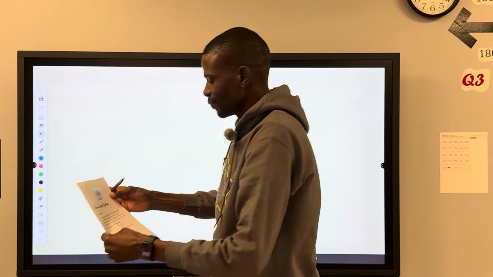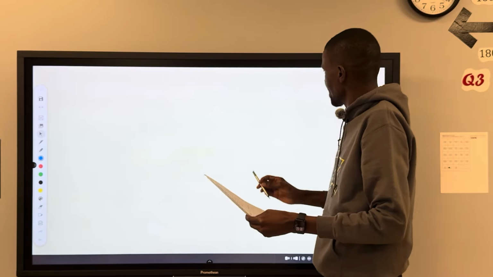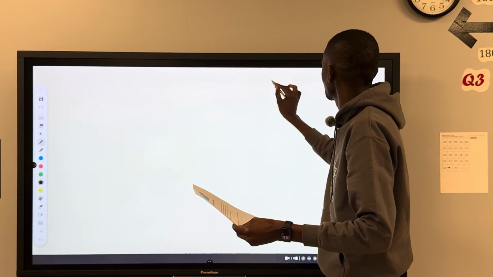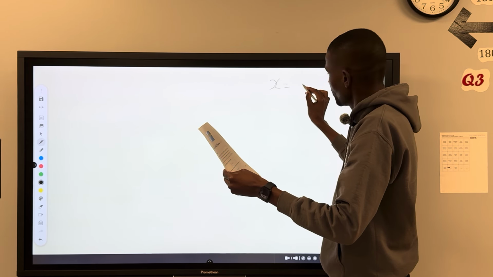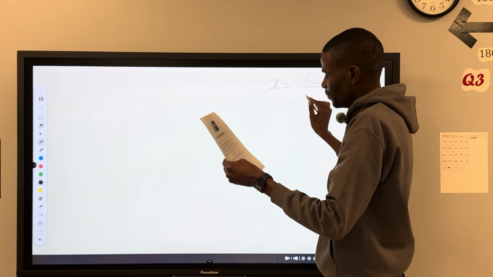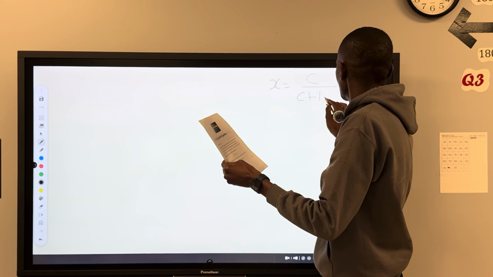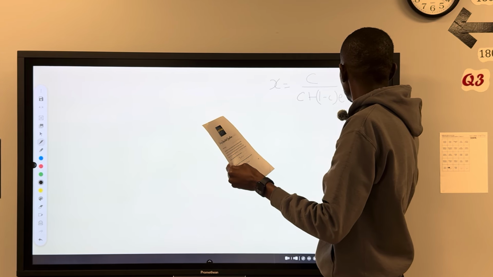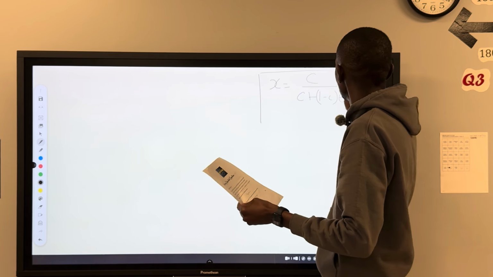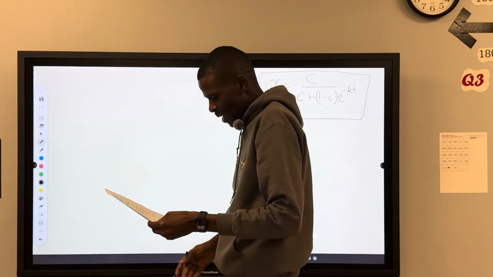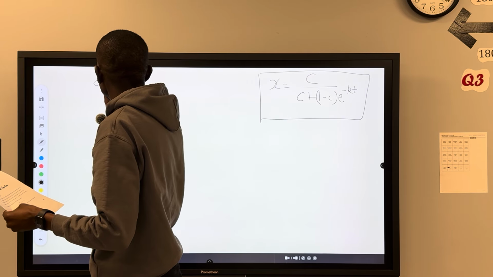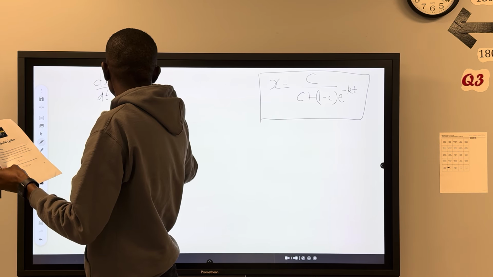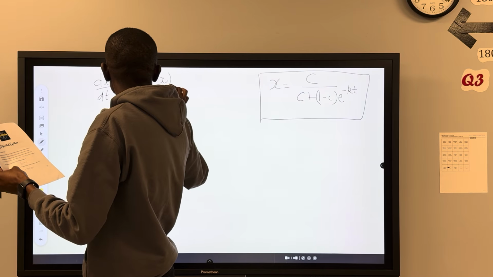Okay, we are told that this is the final outcome. Allow me to put this here: x = c / (c + (1 - c)e^(-kt)). This is what we are trying to show. So at the end of the day, we need this, right? We are given the differential equation dx/dt = kx(1 - x).